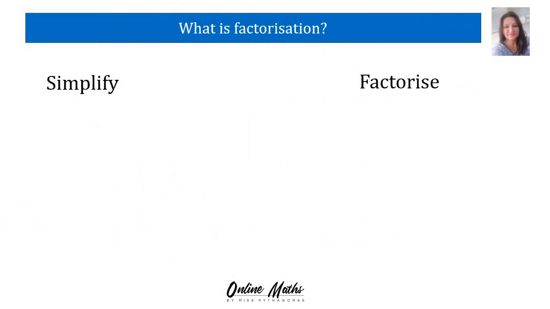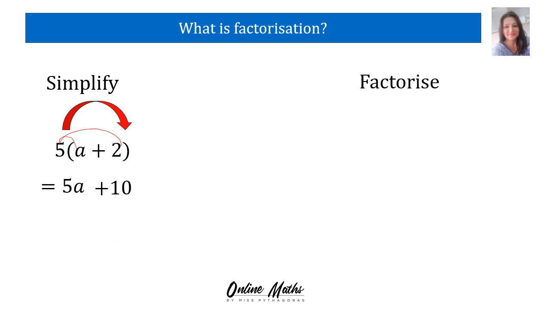Now I will show you what factorization is all about. When you simplify this expression, do you agree you will use the distributive property of multiplication to get rid of the brackets? And this is exactly what simplify means. It means get rid of the brackets. So you will say 5 times a is 5a, and 5 times 2 is equal to 10.